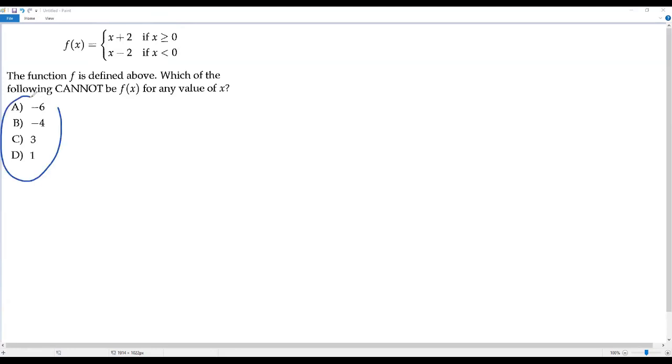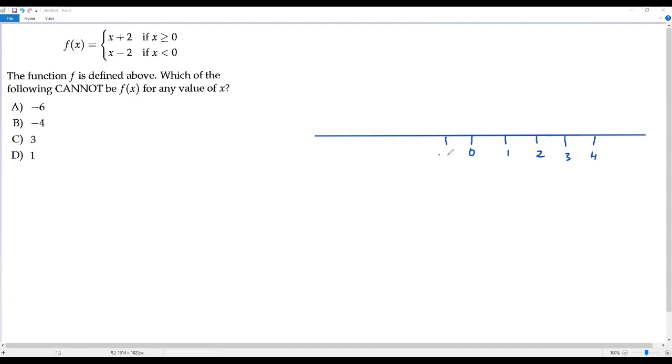Among the given answer choices, we have to find the one which cannot be the value of f of x. To solve this problem, I'm going to draw a real number line first. Let me mark some numbers: 0, 1, 2, 3, 4, and it keeps going. On the left side of 0, we have -1, -2, -3, -4.